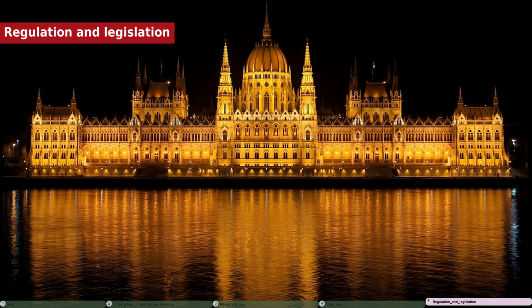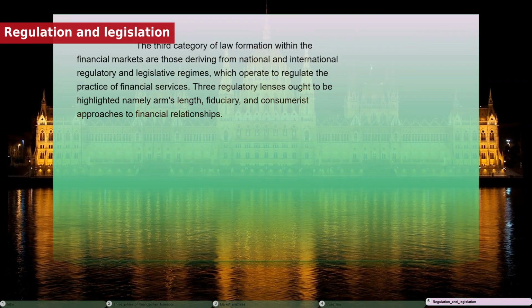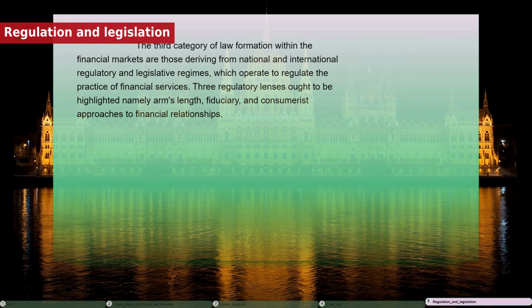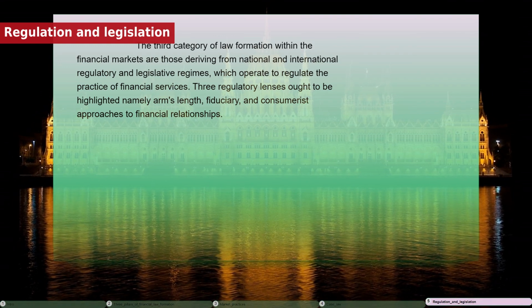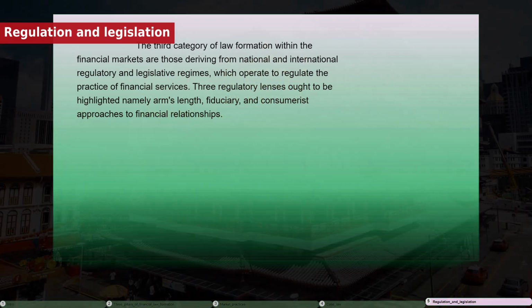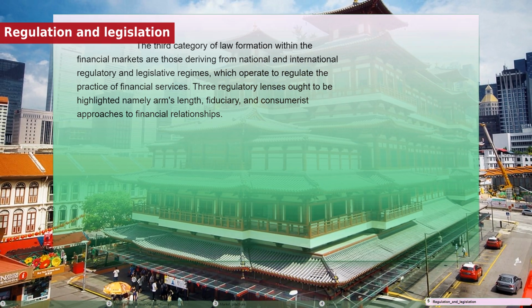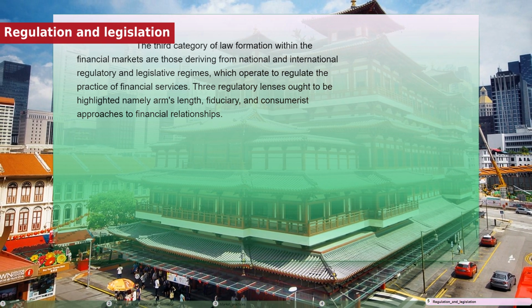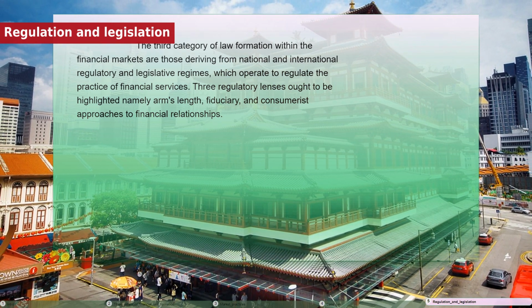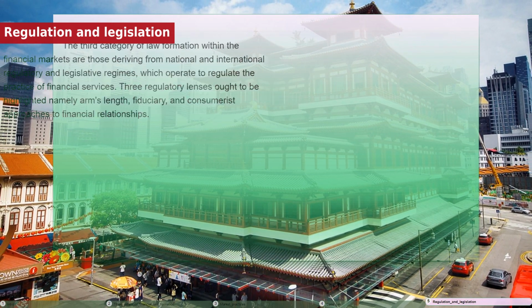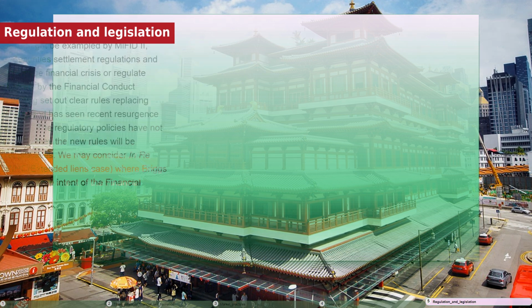Finally, we arrive at the third pillar, regulation and legislation. What's the primary role of regulation in financial markets? Regulations set explicit rules governing financial services, with frameworks shaped by national and international bodies. The balance between arm's-length fiduciary and consumerist approaches is critical. They govern how financial relationships operate.